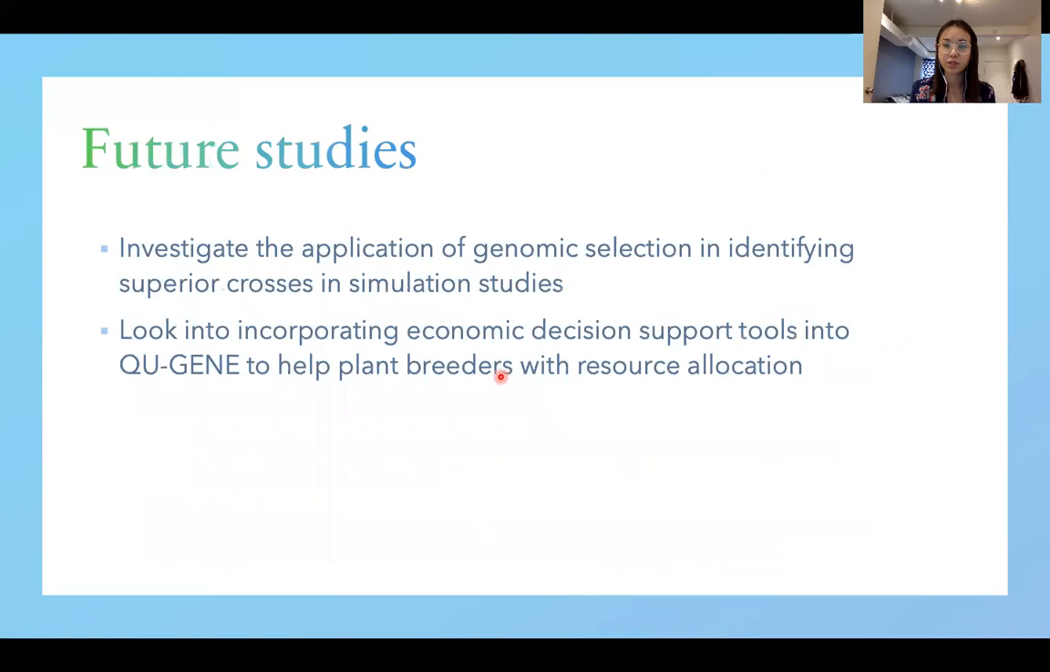Future studies should consider looking at using genomic selection to identify superior crosses in simulation studies, and to look at incorporating economic decision support tools into QGene to help with resource allocation.